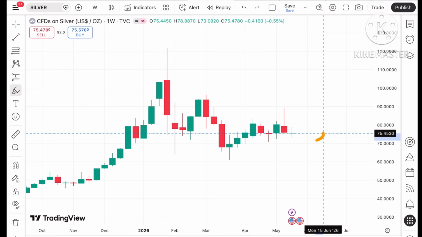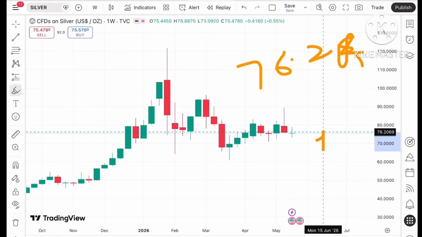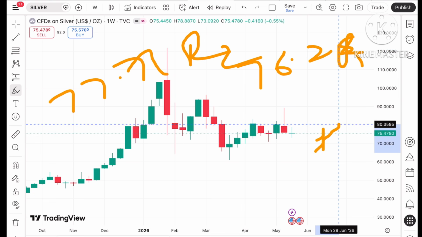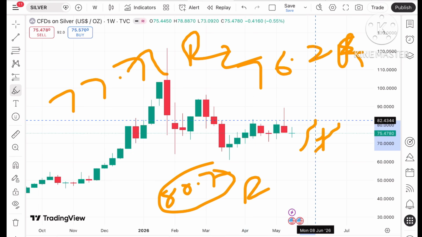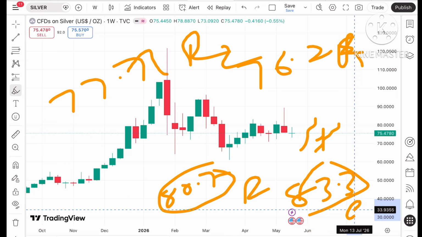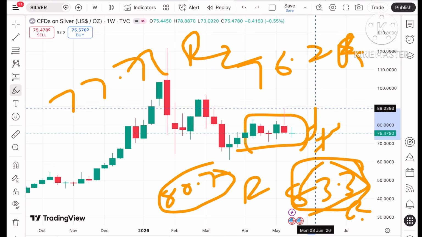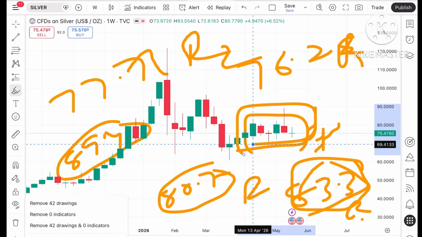Suppose it starts going upside, it can move towards the next level of around $76.2, which is resistance 1, very close, and after that the price will go directly towards the next level of 77.71, which is resistance 2. If it goes higher, it will touch a level of 80.7, which is resistance 3, then go towards a level of 82.4, then to a level of $83.3, which is resistance 4. The price is moving in this range. So remember, as soon as it goes above a level of 83.3, there is a chance of crossing the level of 89.4, which is the level where the price is moving.